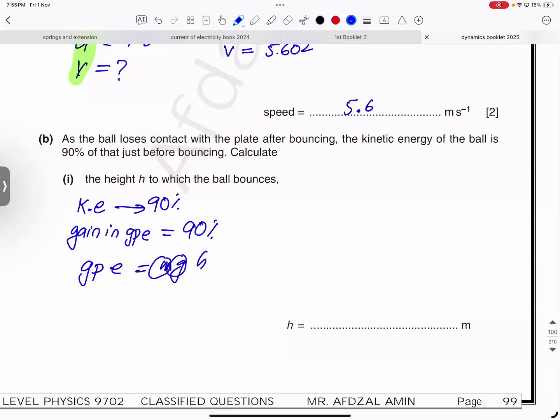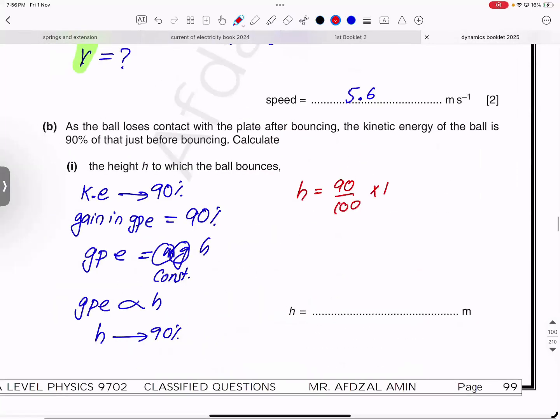You know GPE is mgh. M and g are both constant, so GPE is proportional to height. If GPE is 90%, height will also be 90%. They say calculate the new height. So the new height will be 90% of the original height, which was 1.6. That is 1.44. You can write 1.44, it's a better answer than 1.4. Since there is no air resistance, all the kinetic energy will change into GPE, so GPE will be 90%, and GPE depends on height, so height will also be 90%.